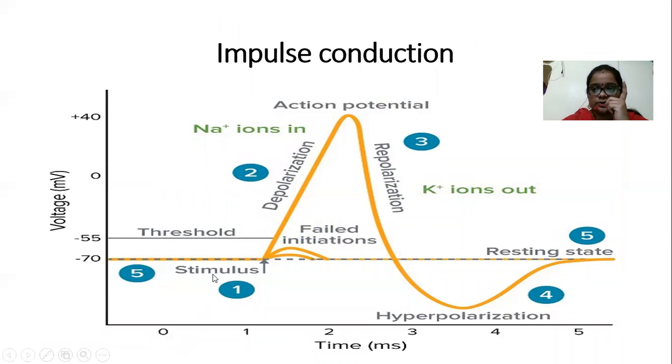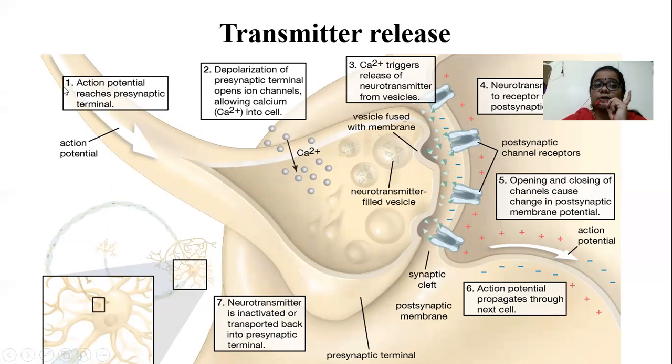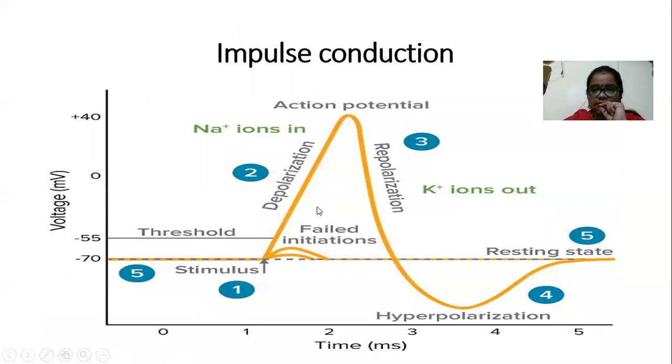When a stimulus is applied to that neuron, we get an action potential because of the depolarization process, due to the high influx of sodium ions into the cell. After arrival, the action potential reaches the presynaptic nerve terminal. This one is the presynaptic nerve terminal and this one is the postsynaptic nerve terminal. This arrow mark is the action potential.